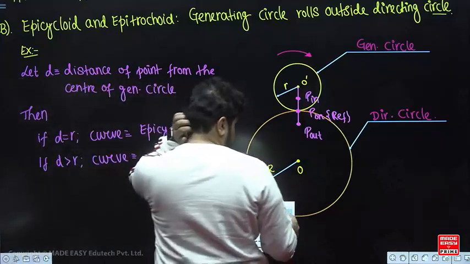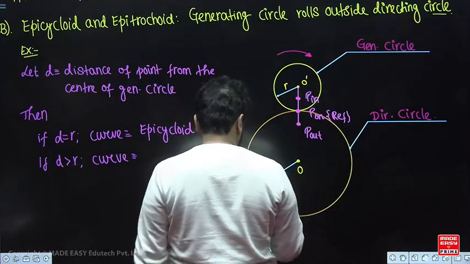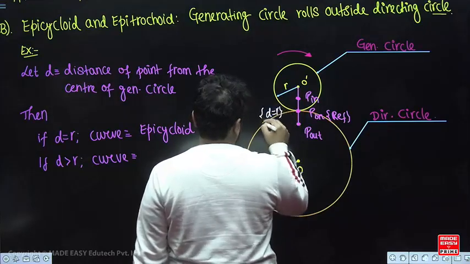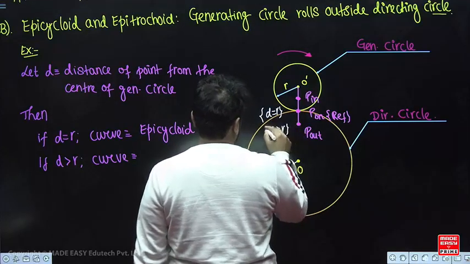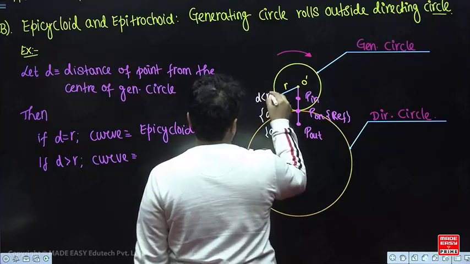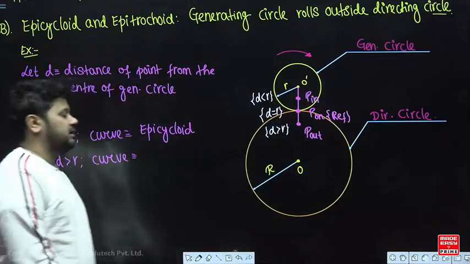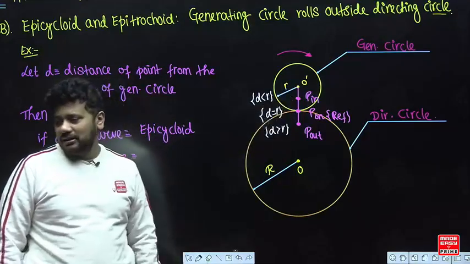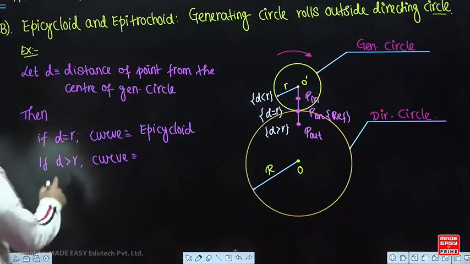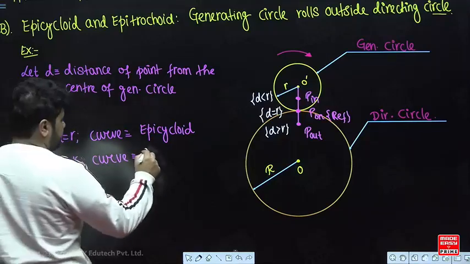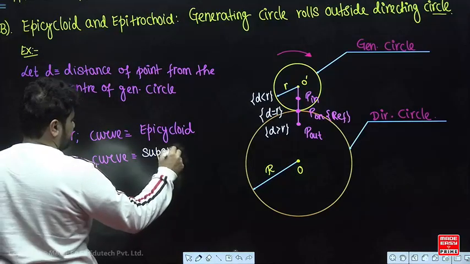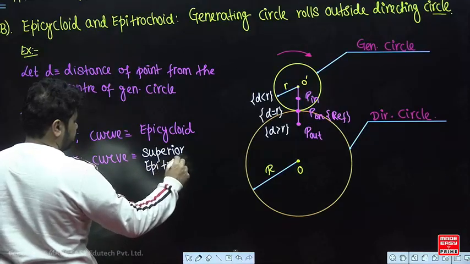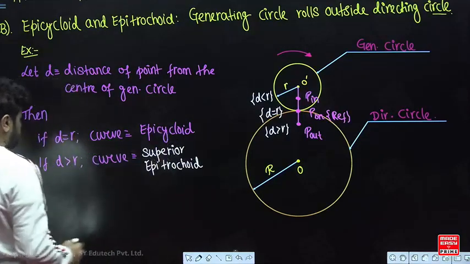So in this diagram, where is D equal to R? You will say this one, this is D equal to R, isn't it? Here this will be D greater than R, and the above point is D less than R. I hope it requires no explanation. Since the point is lying outside, a word called superior will be used, correct? And epi will remain as it is, cycloid will convert into trochoid. So epi superior, epitrochoid.